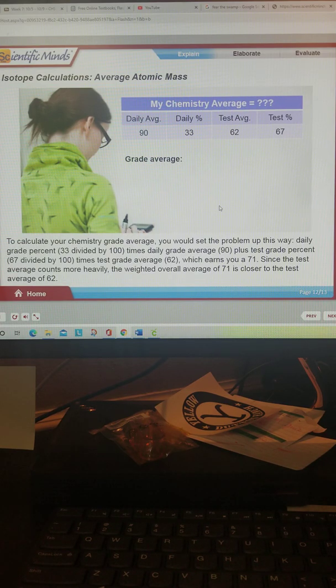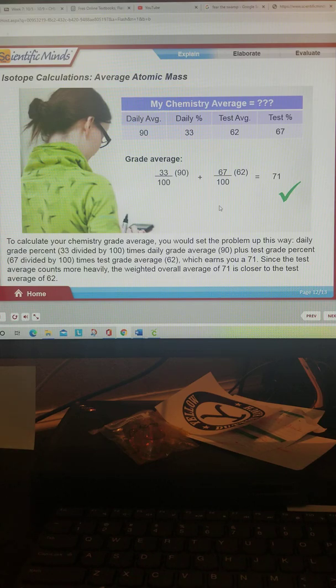To calculate your chemistry grade average, you would set the problem up this way. Daily grade percent, 33 divided by 100, times daily grade average, 90, plus test grade percent, 67 divided by 100, times test grade average, 62, which earns you a 71. Since the test average counts more heavily, the weighted overall average of 71 is closer to the test average of 62.